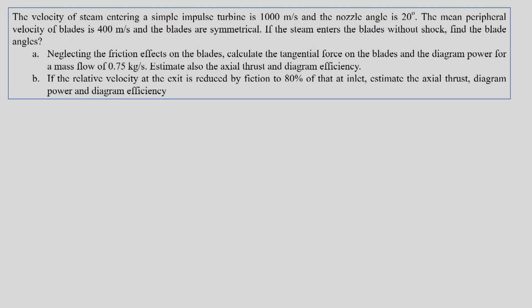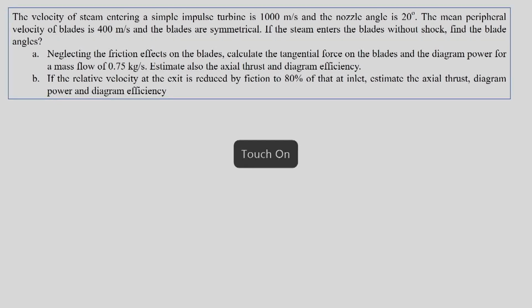A. Neglecting the frictional effects on the blades, calculate tangential force on the blades and diagram power for a mass flow of 0.75 kg per second. Estimate also the axial thrust and the diagram efficiency. If relative velocity at the exit is reduced by friction to 80% of its inlet value, estimate the axial thrust, diagram power and diagram efficiency.